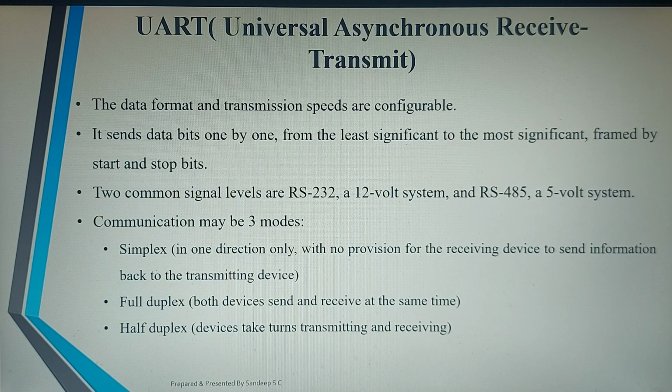So here data format and transmission speeds both are configurable depending on the type of the device we use. The baud rate has to be set for that. The standard baud rate for the UART communication is 9600 baud, which is usually supported by most of the communication devices across the commercial bandwidth. So usually 9600 baud rate is set for most of the communications.